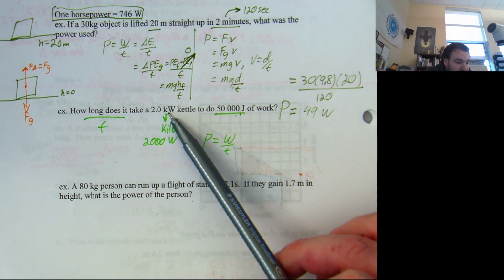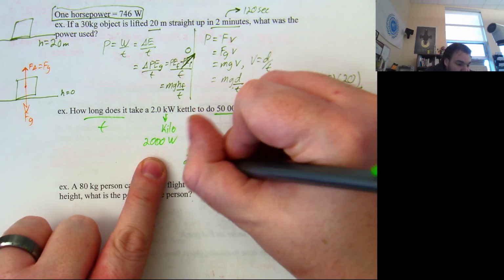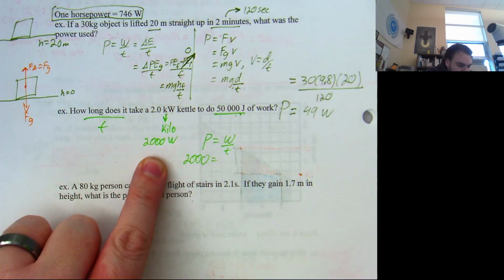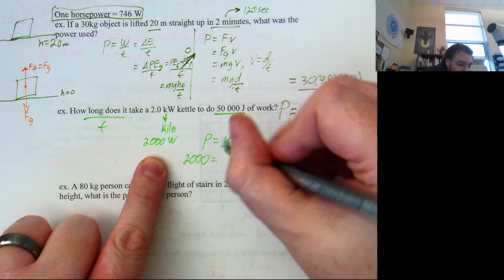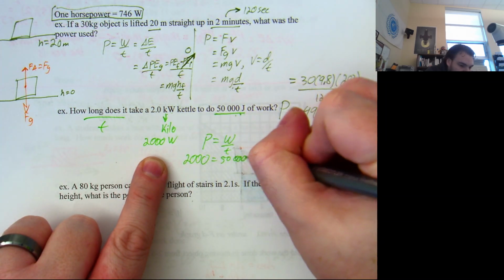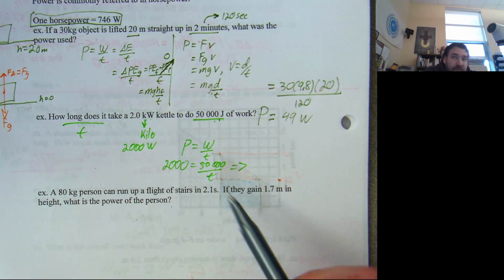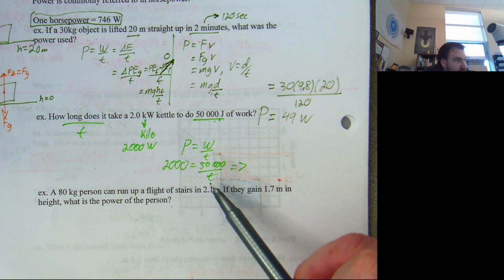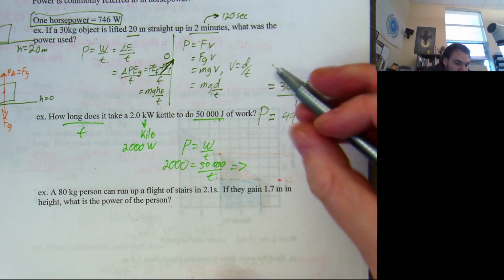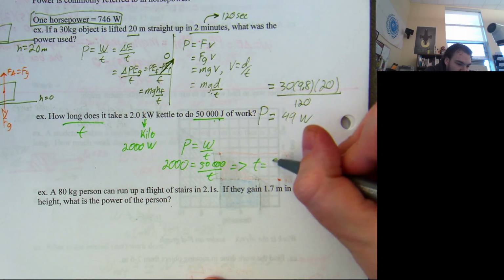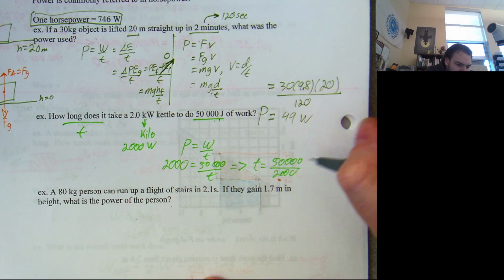A 2 kilowatt kettle is the same as a 2,000 watt kettle. We want it to do 50,000 joules worth of work. We want to know how long that's going to take. So now isolating this for time, I'm just going to multiply time up and divide 2,000 down. The time is going to equal 50,000 divided by 2,000. That 0 and that 0 cancel. 50 divided by 2 is 25.